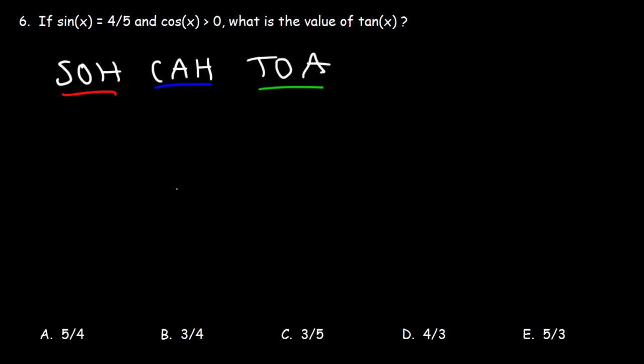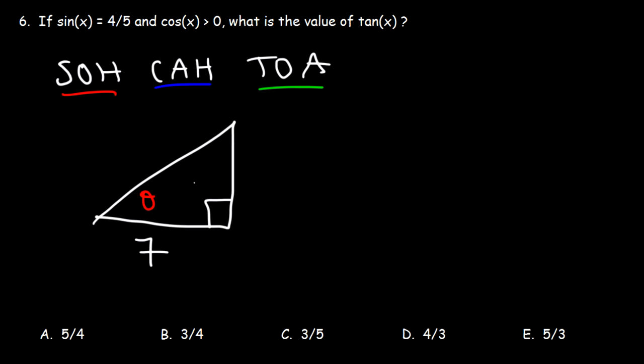Now let's say we have a right triangle, and here's the angle theta. And let's say that this side is 7 and this is 25. And we want to find the value of sine, cosine, and tangent. How can we do so?